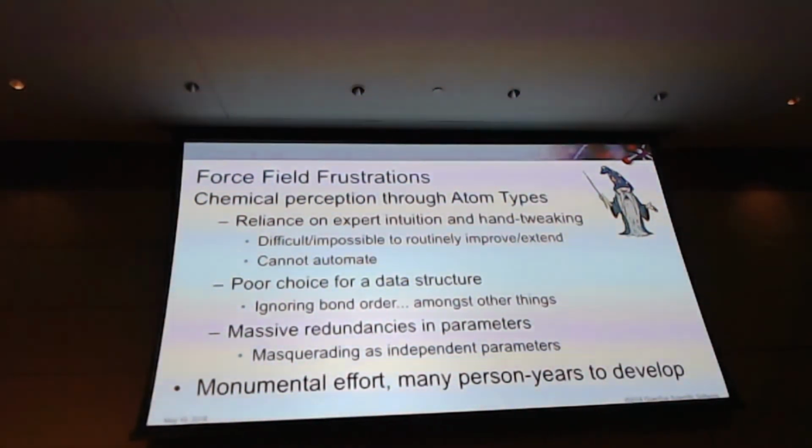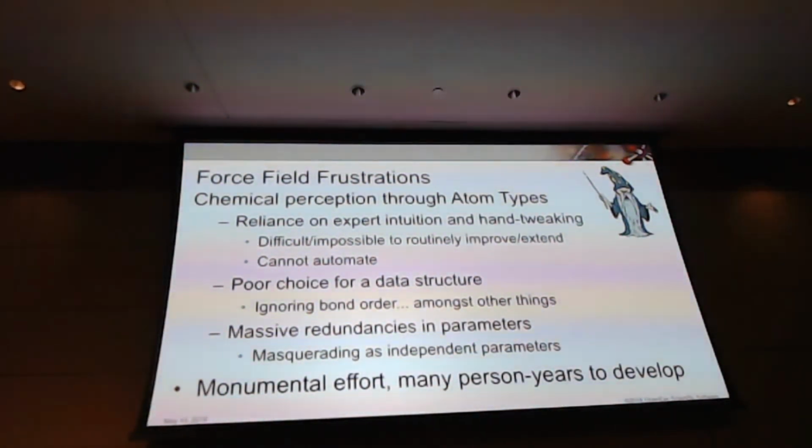This leads to the force field frustrations where we have this chemical perception through atom types, this old world way of doing things, leaves us relying on expert intuition and hand tweaking. You've got real big difficulties to come up with a force field that actually works. I think it was a poor choice for a data structure in the first place, it was all they had. You had this excuse back in the mid-20th century. We don't have that excuse now.